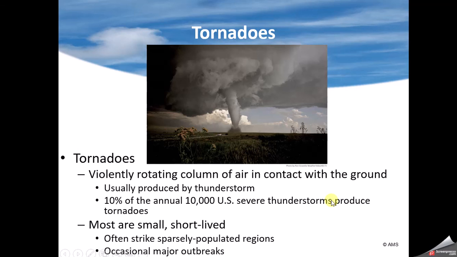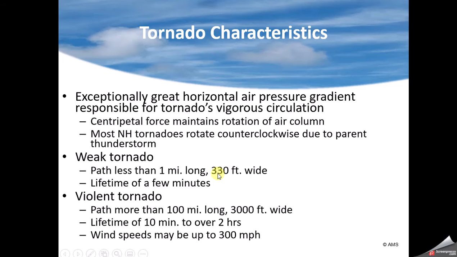Tornadoes are the most violent weather on Earth. There are always some that form. About 10% of the annual 10,000 severe thunderstorms are tornadoes. They're usually short-lived. They usually don't strike even populated areas.